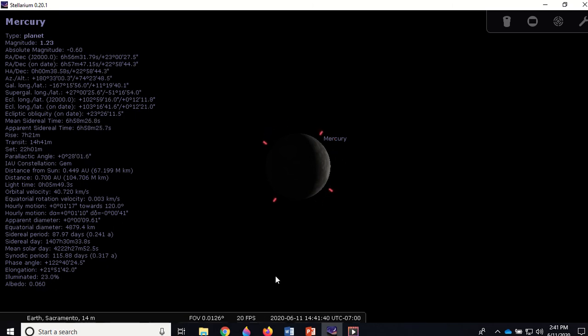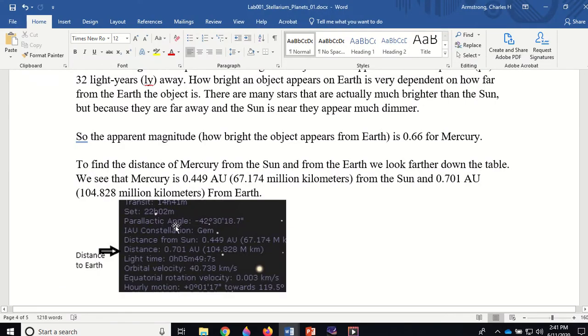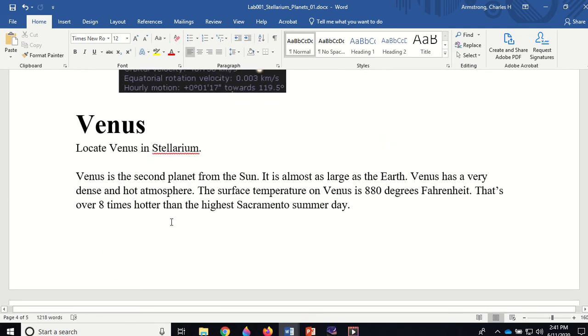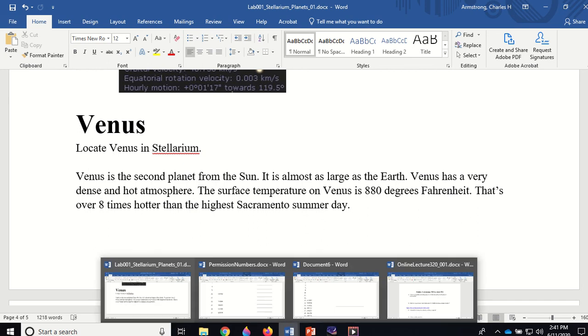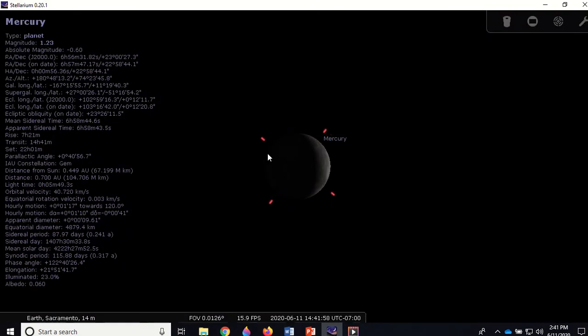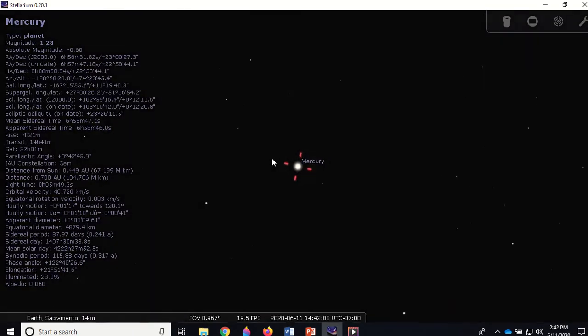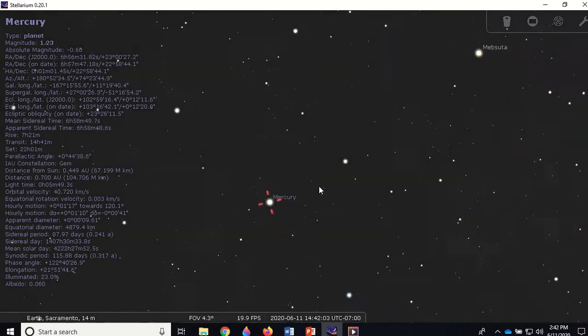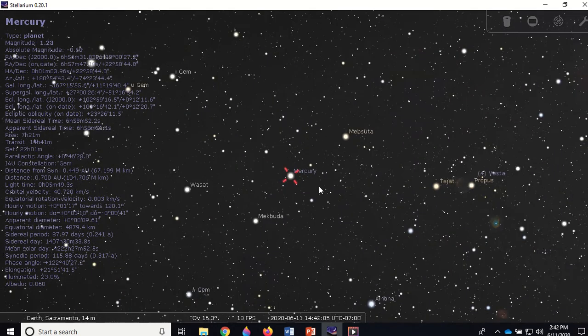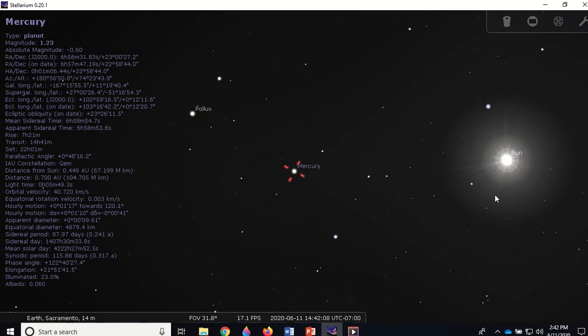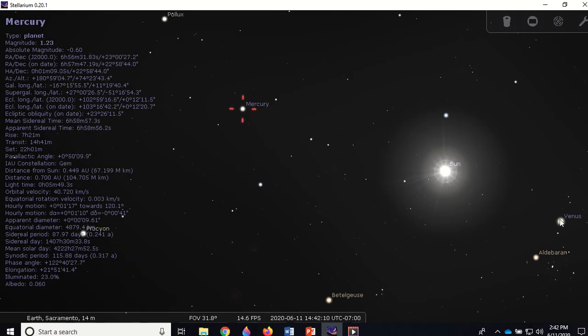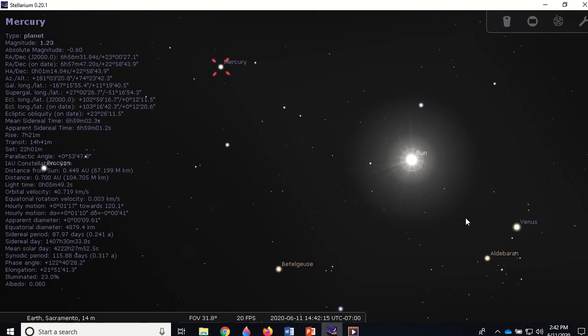Okay, so that's how we can find the distances to Mercury from the Sun and from the Earth. Now we go to Venus. You can find Venus a couple of ways. First of all, Venus and Mercury are both going to stay very close to the Sun, because they're closer to the Sun than the Earth is. So in the sky, to us, it looks like they follow. There's the sun way over here, and there's Venus right there.